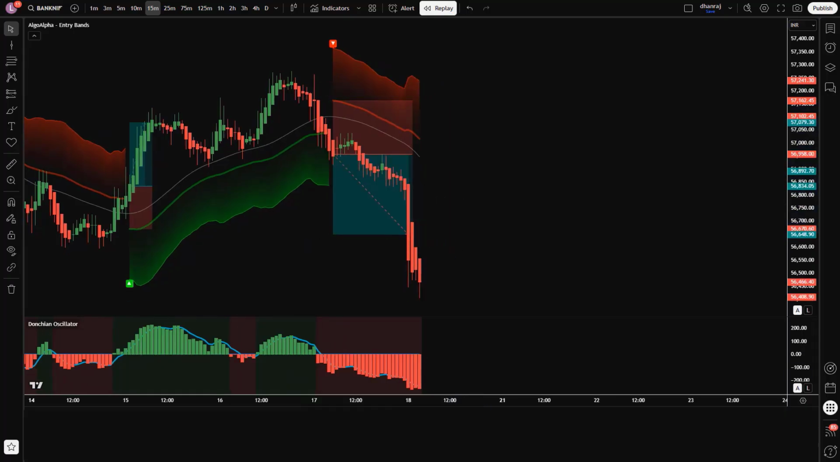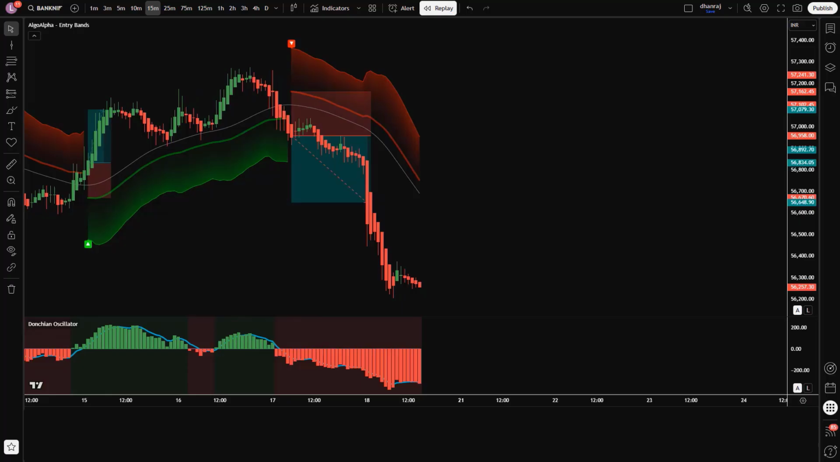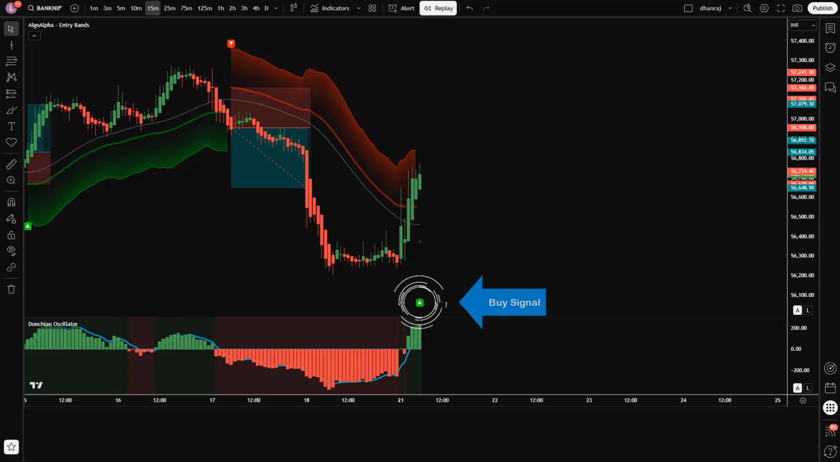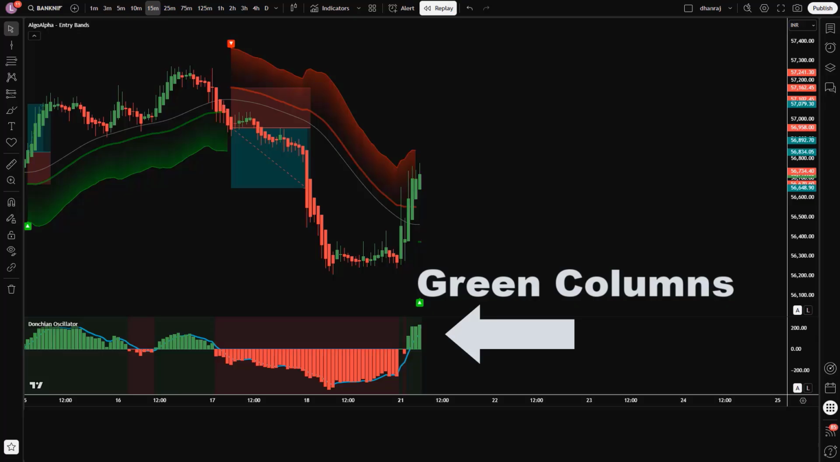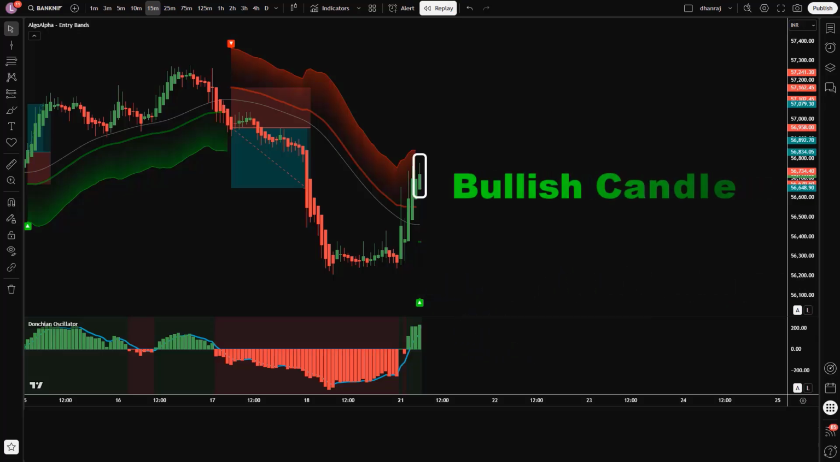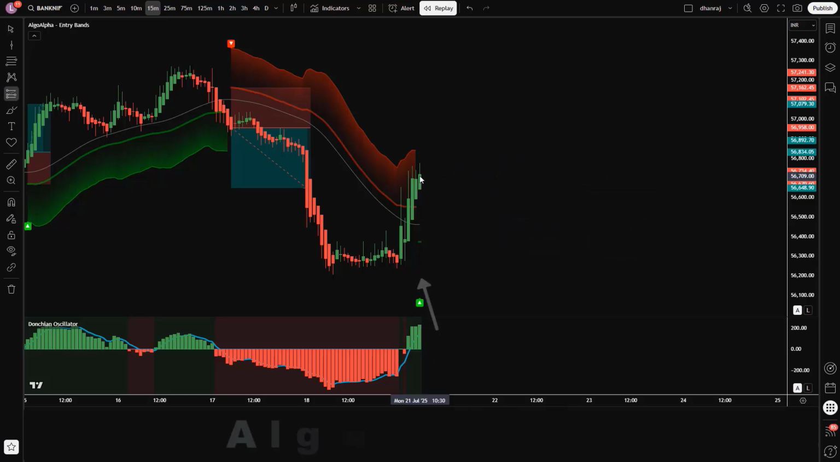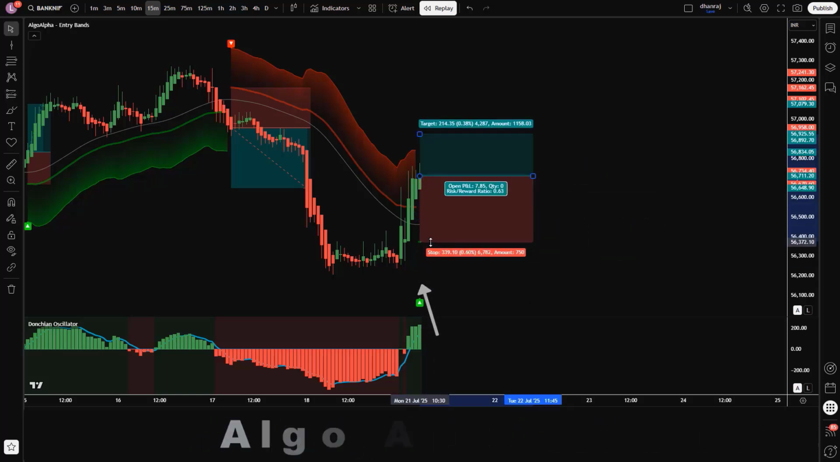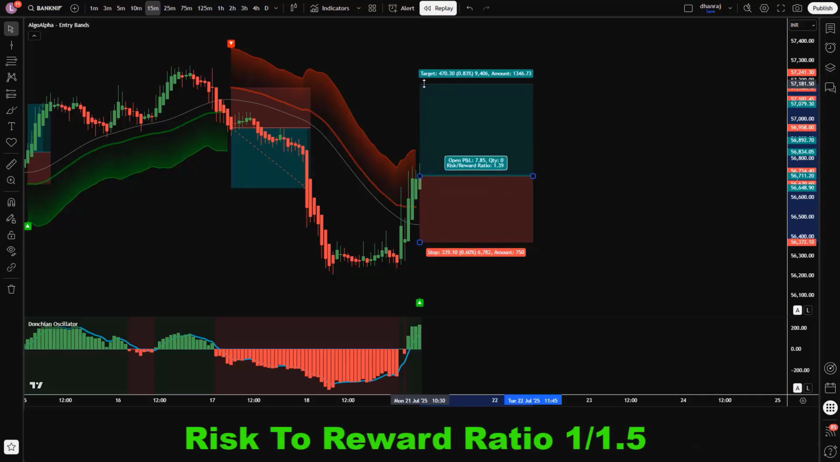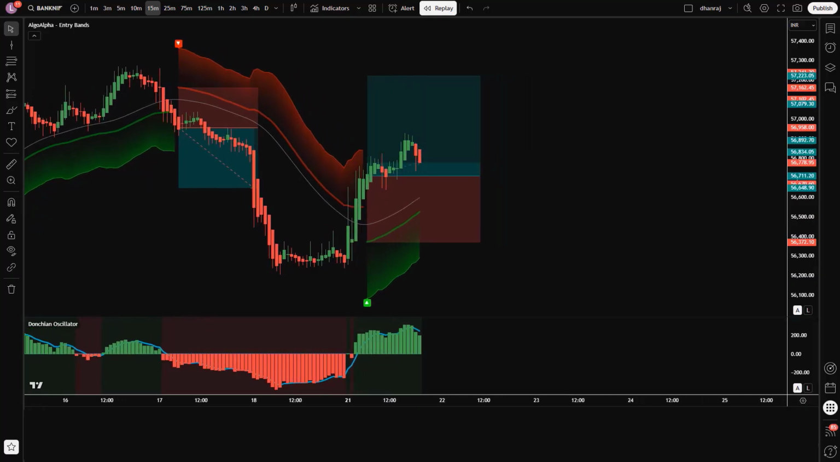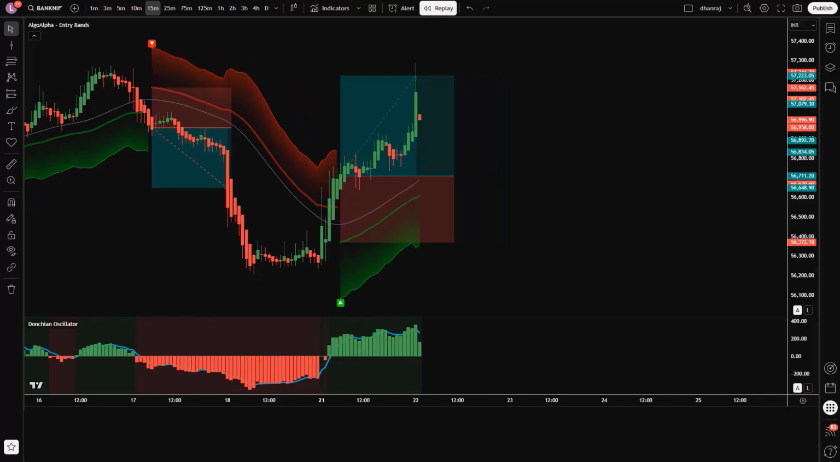Let's find the next trade. Here the Fibonacci entry bands indicator gives us a buy signal. Here the Donchian oscillator indicator shows green color columns. Here market has made a bullish candle to give confirmation. So all our conditions are being fulfilled, so we are placing an order to buy. Our stop loss is algo alpha lower line. And the risk to reward ratio will be 1:1.5. Let's see what happens to our trade. The market has completely hit the target.